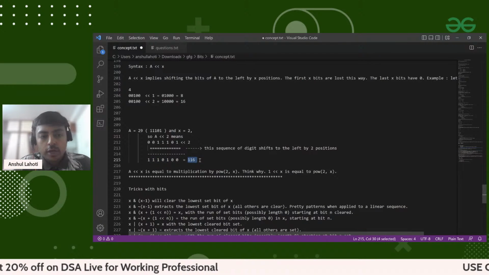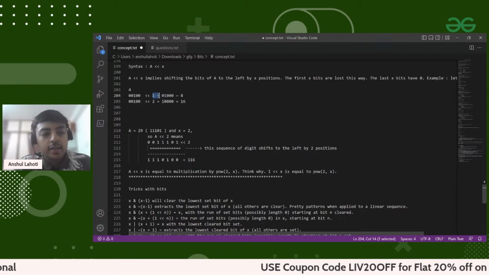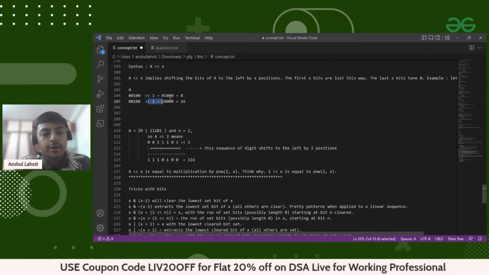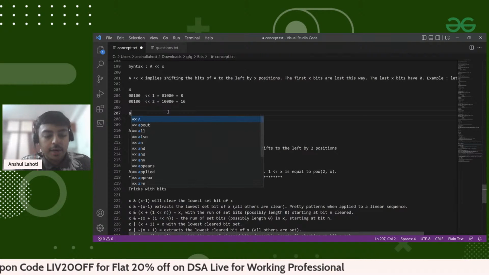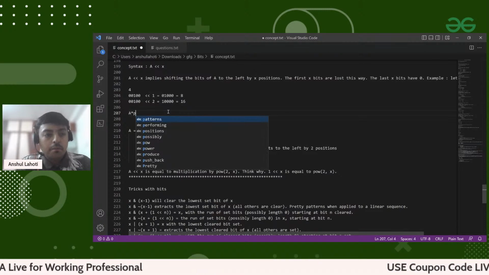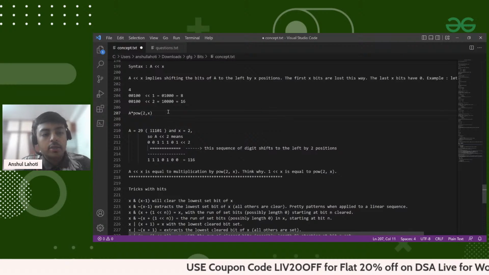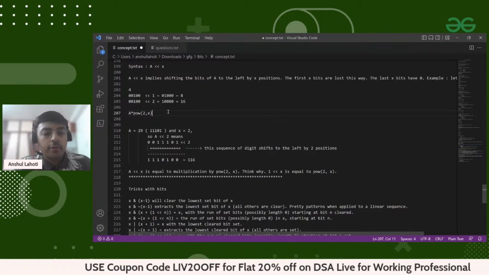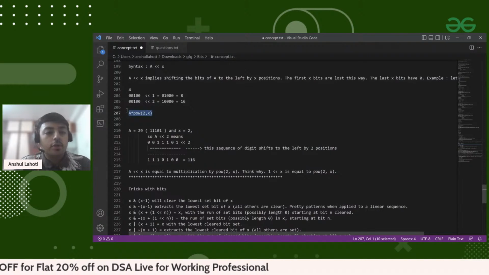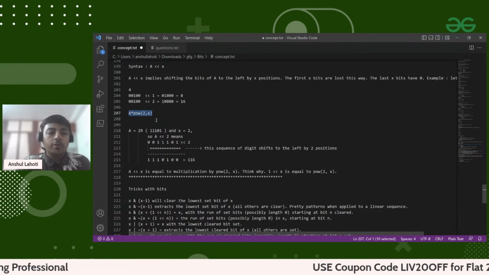Here again you see the pattern, right? One time we left shift by 1, then we got 8. If we did the left shift by 2, we got 16. So basically the pattern is: the number a multiplied by the power of 2 to x, where x is the number of positions we have left shifted. So every time we do the left shift, we will get this value. I hope it is clear.